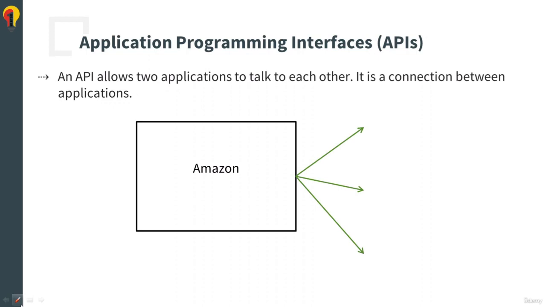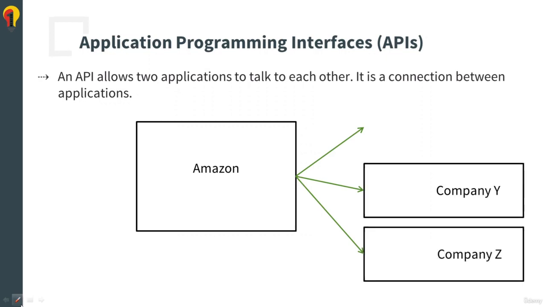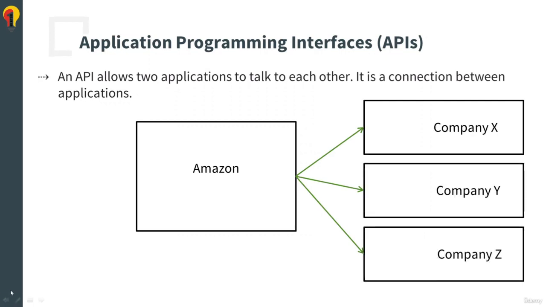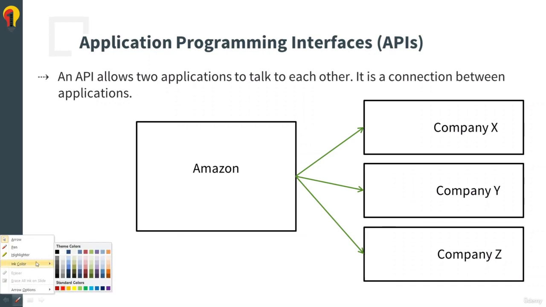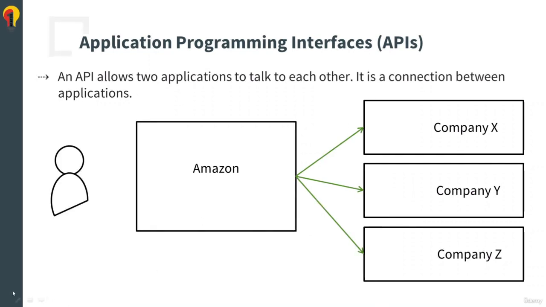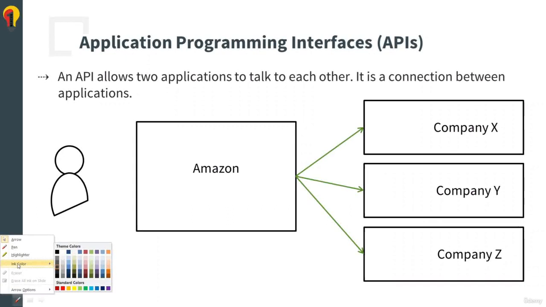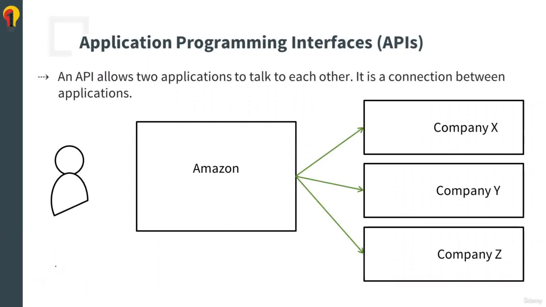Now, say I have a shopping website named Amazon. In Amazon, different products from different companies are available. For example, products from company X, product from company Y, and product from company Z are available here. Consider you are my client and you ordered a phone from company X through my website Amazon.